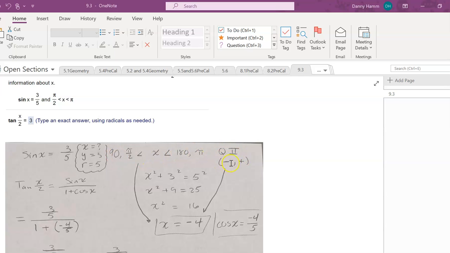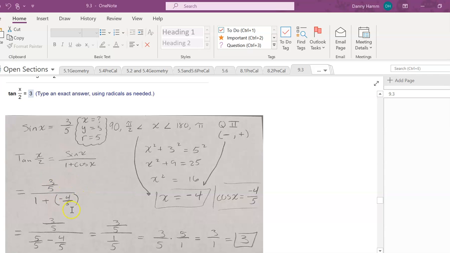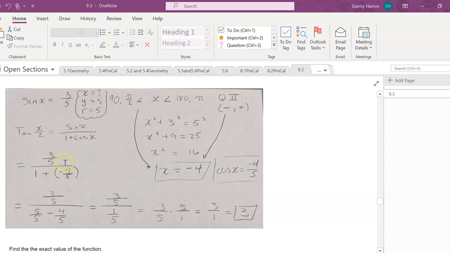So my x value is negative. Our y value we already know is positive. So as we solve for that x, I know when I take the square root of 16, that's going to be -4. Now I can write cosine of x as -4/5. Now I can go back and plug in these two values into this formula. Do so, and then simplify this complex fraction.